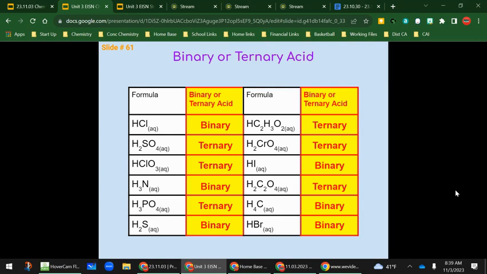Questions? Good place to stop for today, ladies and gentlemen. On Monday, we will start naming them, binary and ternary. Tuesday, we will review. Wednesday, we will take our test, before your anxiety gets you.